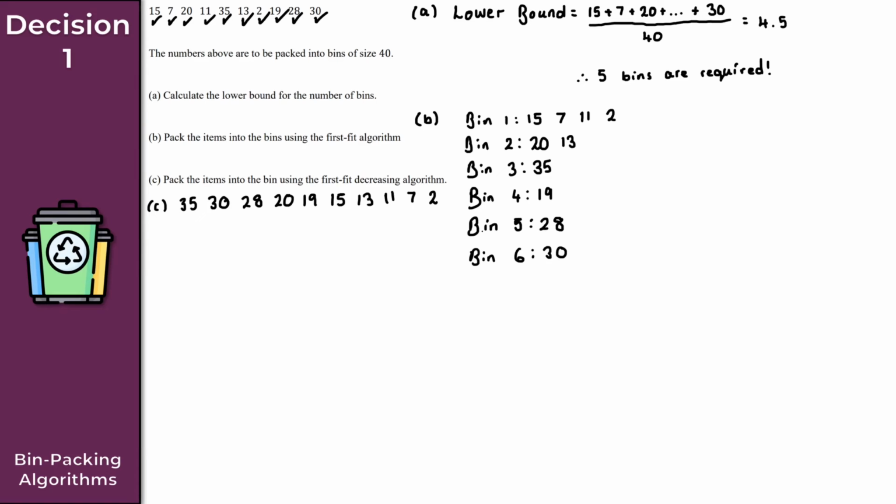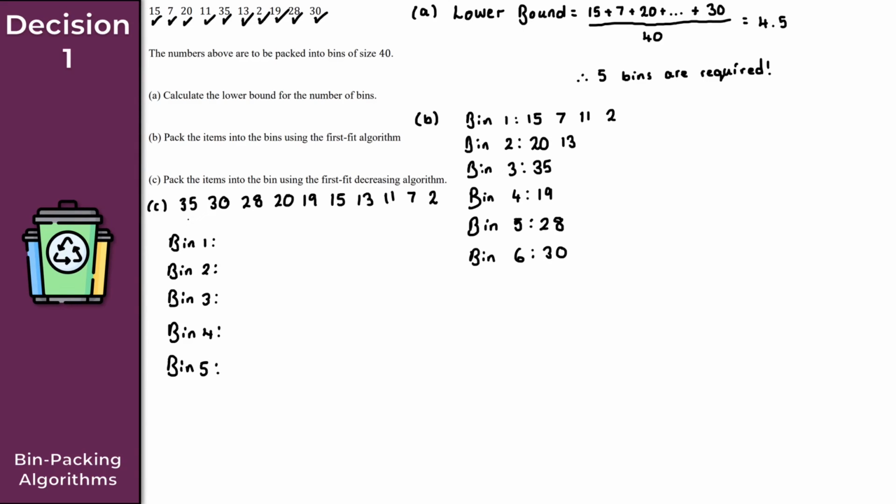So we now just apply the first fit algorithm to this list here. And again, I'm going to start with the first 5 bins, right? Again, we might need more than 5 bins, but for now, I'll just start with the minimum. So I've got bin 1, bin 2, bin 3, bin 4, and then finally, bin 5.